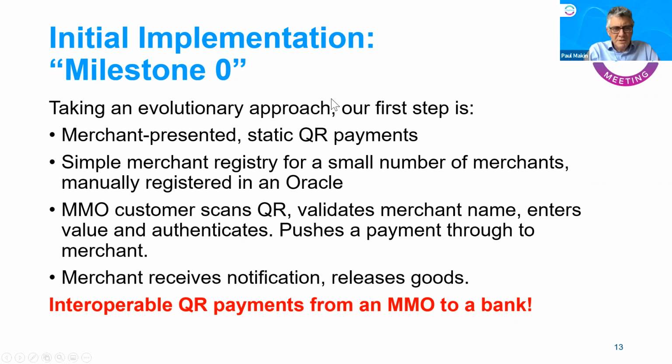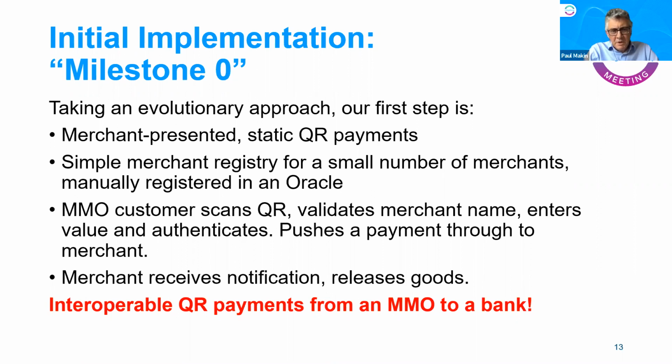So the use case is to see an MMO customer, a mobile wallet customer, scanning a QR code. They validate the merchant name, which is retrieved from that QR code. You enter the value of the transaction and authenticate yourself. Your app then pushes a payment through to your DFSP. The DFSP then carries out the verification of the merchant ID, checks that it is still real, extracts the destination account details, and pushes the payment through the Mojaloop hub. The merchant receives the notification and releases the goods.